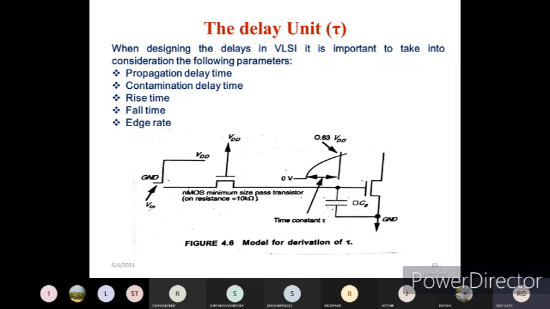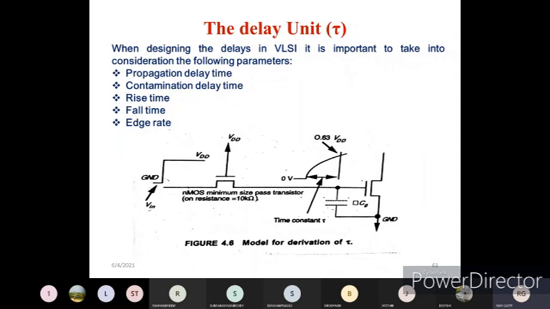One more thing you need to understand is that this delay unit is calculated through the use of the tau parameter, and this tau parameter depends upon which type of technology we are using. For 5 micrometer technology, the tau parameter is 0.1 nanosecond. For 2 micrometer technology, the tau value is 0.064 nanosecond, and for 1.2 micrometer orbit technology, the tau value is 0.046 nanosecond.